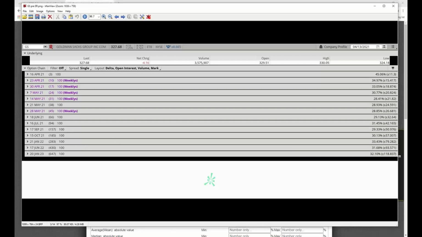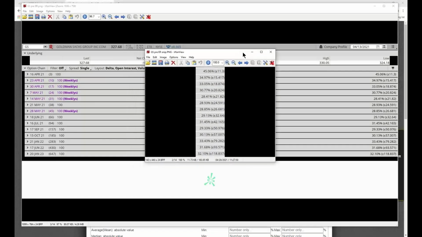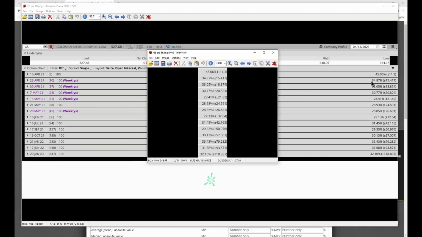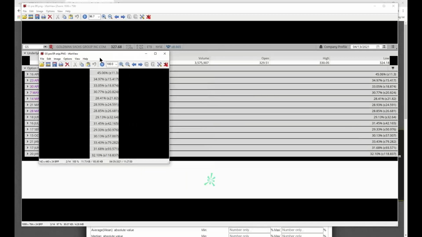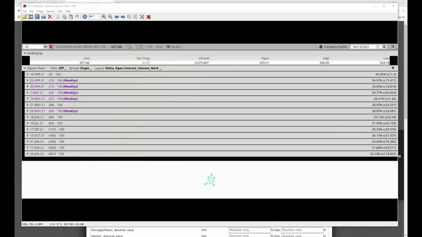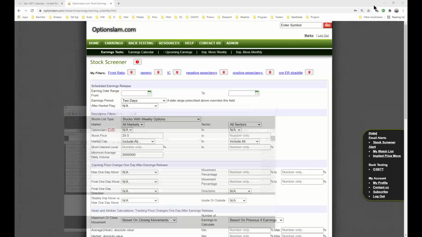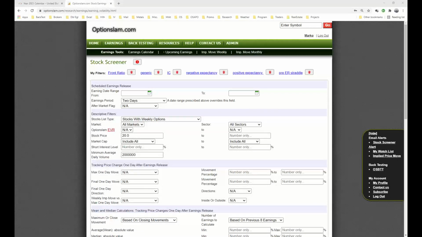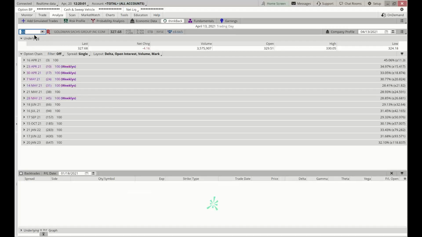So let me pull up another screenshot that I took, and that is Goldman Sachs. This is just a snip, and you can see it's identical to what's happening right here. It's just a picture of this, so we can refer to this. All right, so I'm going to put this over on my other screen, and we'll go over to Goldman Sachs. And here we are on the 13th.